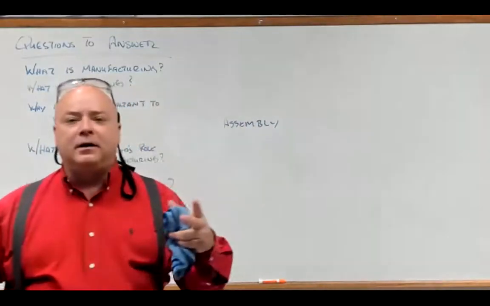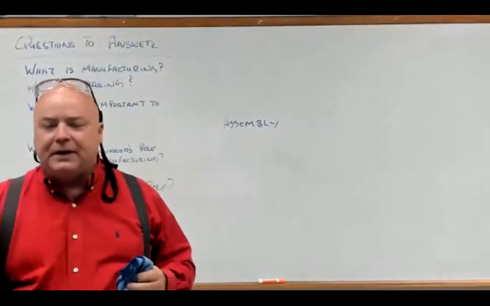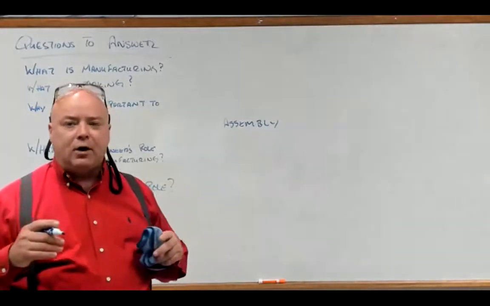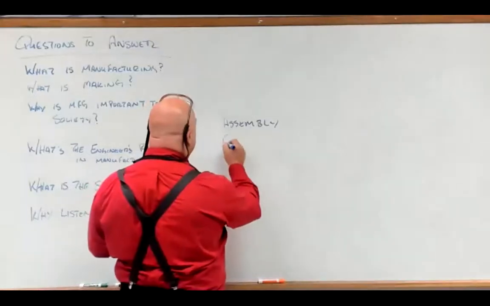I don't necessarily mean the job titles. But what are the jobs? What are the actions that have to happen that a person has to do, or at least a person could do? Because a lot of these we can automate too. We could have a robot do assembly. Well, there was quality control and testing. Quality control.